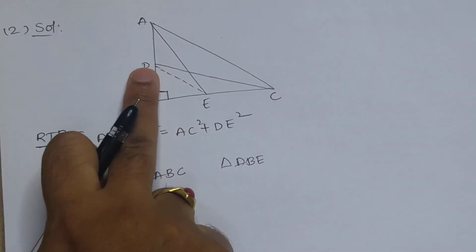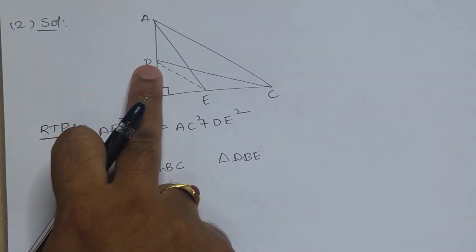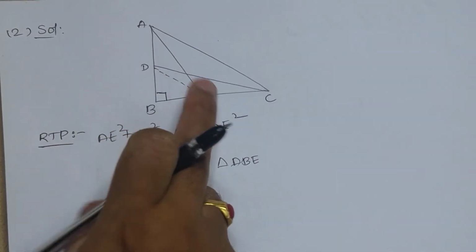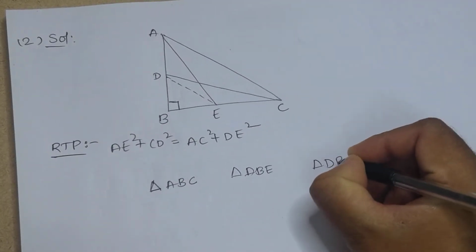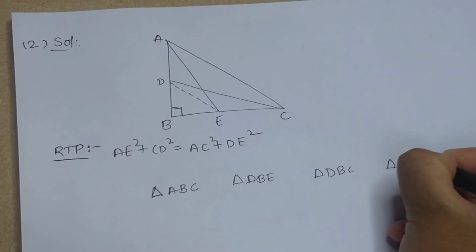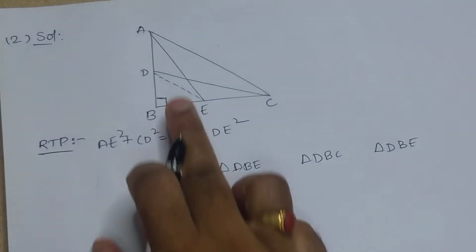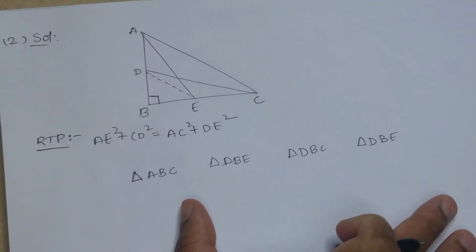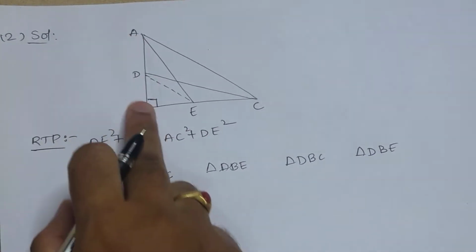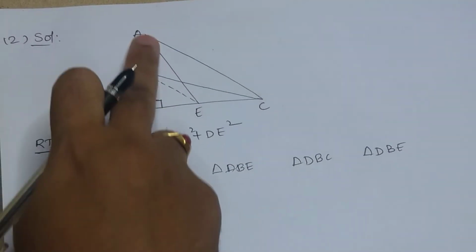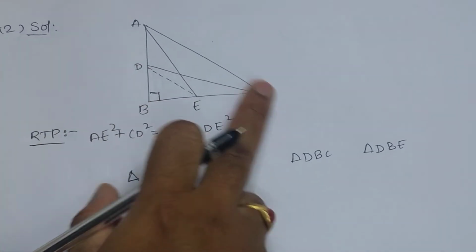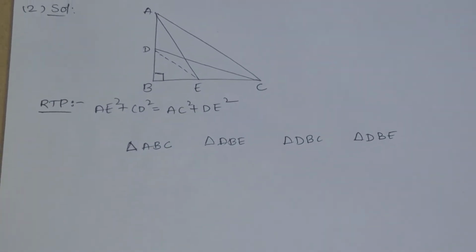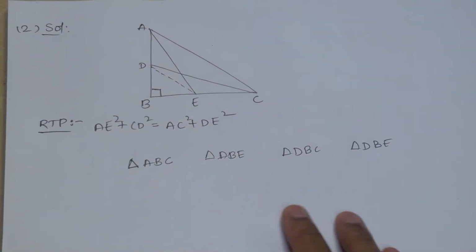So this is the point D. From the point D, how many right angle triangles are formed? Triangle DBC and triangle DBE. Okay. So in the given figure, totally 4 right angle triangles are formed. So what are those? It is triangle ABC, triangle ABE, triangle DBC and triangle DBE. So here 4 right angle triangles are there in the given figure.